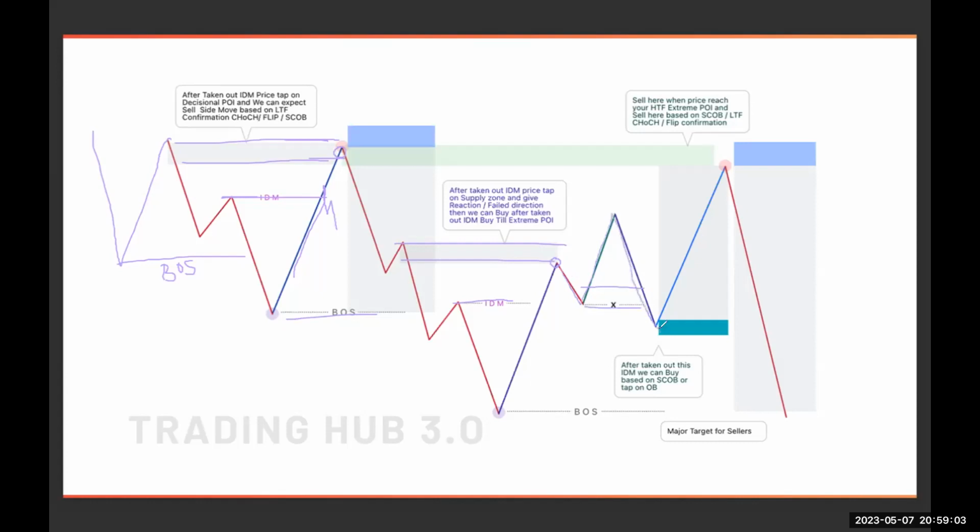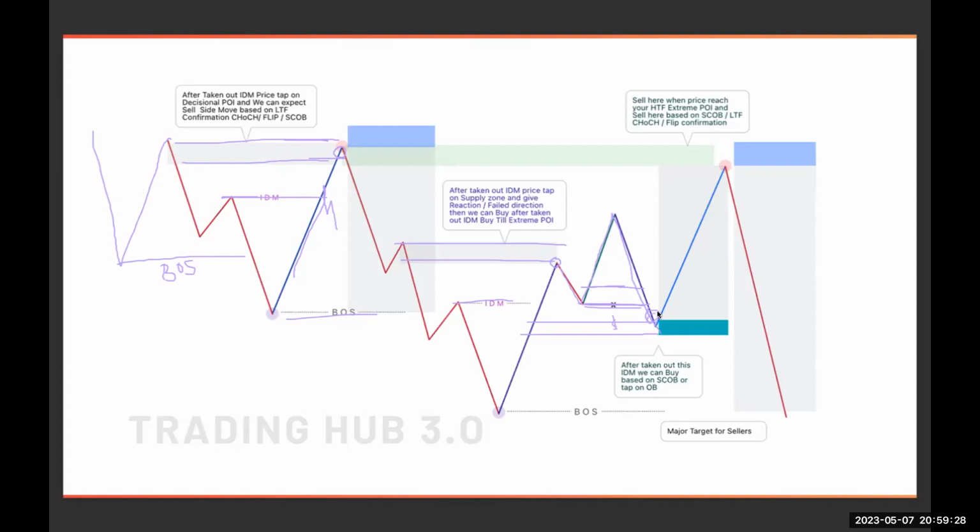Like this, and it fails this one because the market needs liquidity. Liquidity is here because everyone is buying on this order block. The market grabs liquidity. You can buy here based on a single candle order block, right? Because the market has taken out this inducement. And if the market mitigates this one, you can also buy here based on chalk and flip.